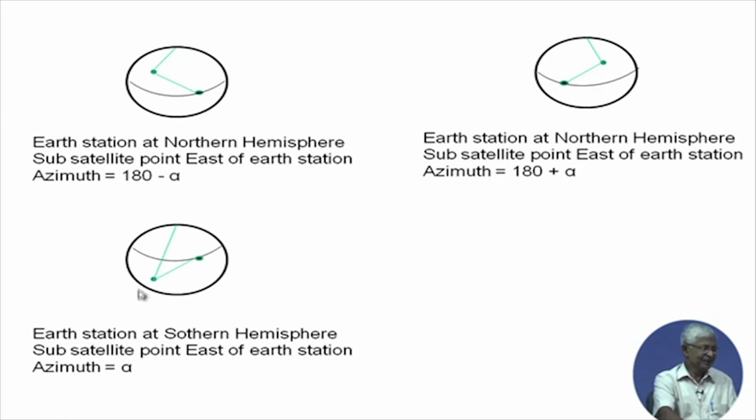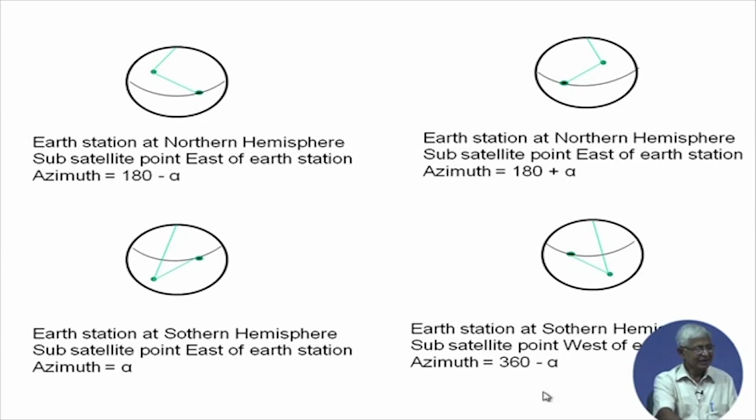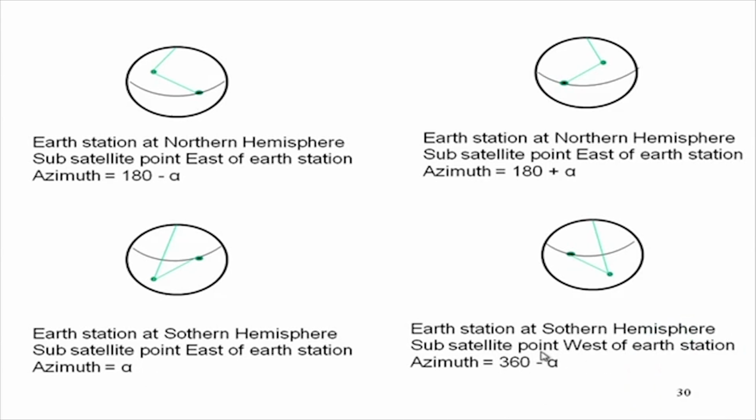If it is the southern hemisphere, and the subsatellite point is east of the station, the azimuth is equal to alpha, and if the subsatellite point is west of our station, it is 360 minus alpha. I tried to put it in books, you can search and find the way of expression, but as communication engineers, let us not worry much, we can use this standard formula for that.